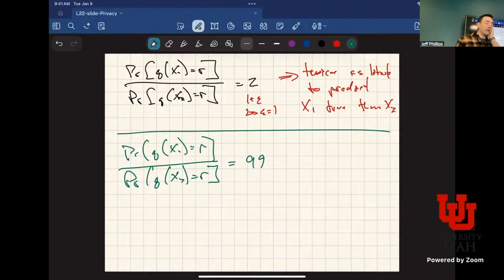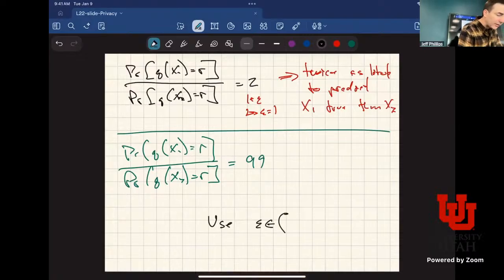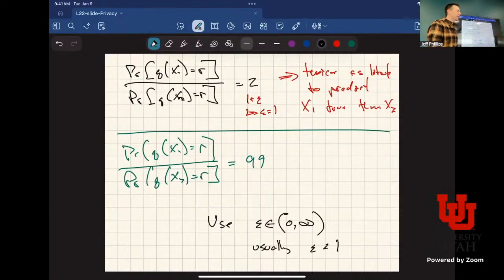Okay, so we'll use epsilon, which is going to be a value that could be anything, but usually epsilon less than 1 is probably okay. I don't have that much confidence if this ratio is 2, and I'd like it to be smaller.